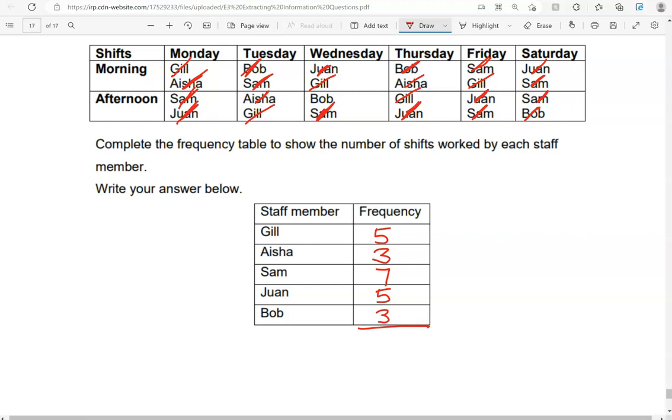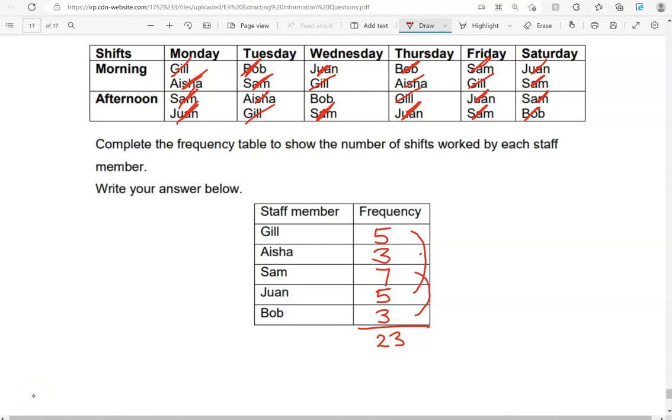So 7 and 3, that is 10. 5 and 5, that is 10. So that's 20. And the 3, that is 23. But here we've got 1, 2, 3, 4, 5, 6 times 4, which is 24. So there is one missing in my answers.